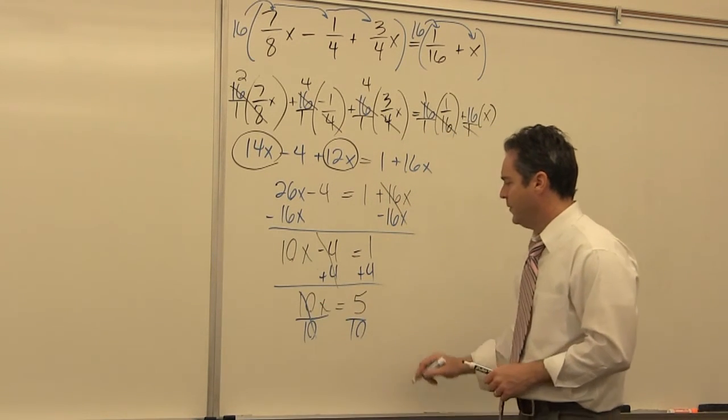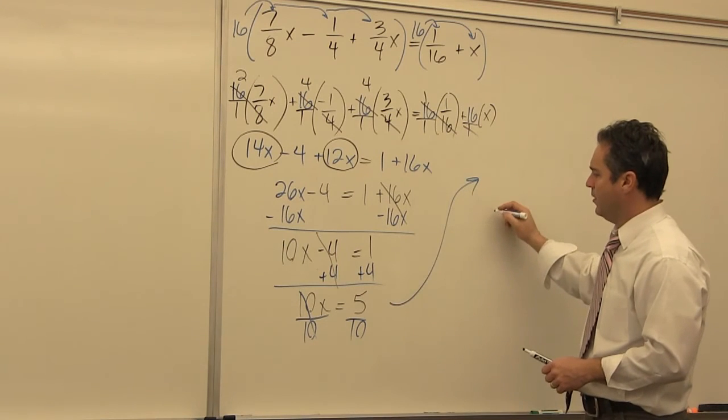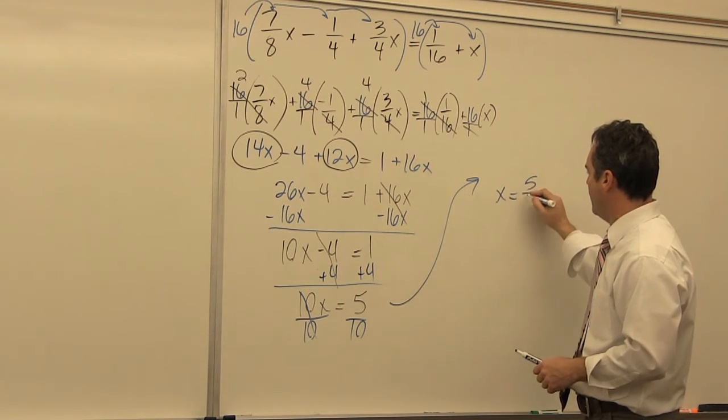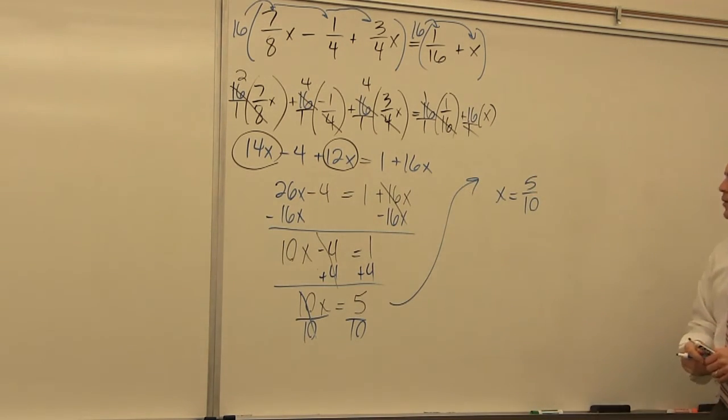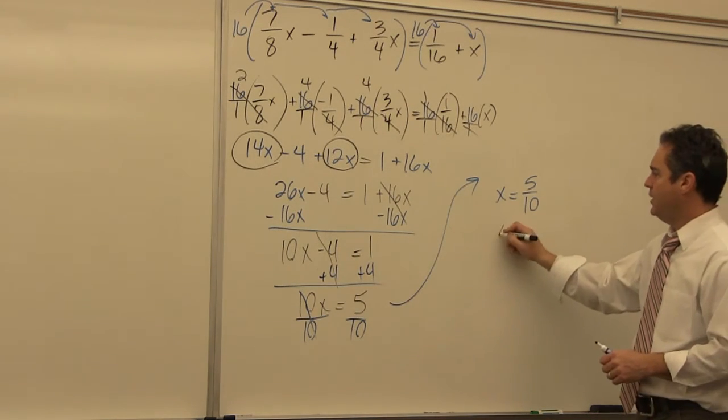These cancel. And let's go ahead and write this right here. x equals 5 over 10. Now we must always simplify our fractions. Okay, so 5 over 10 equals what? Great. x equals 1/2.